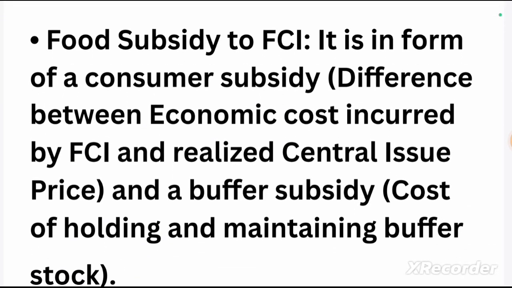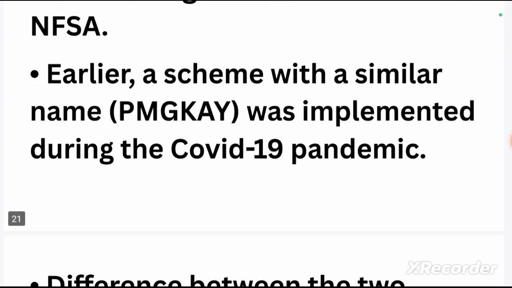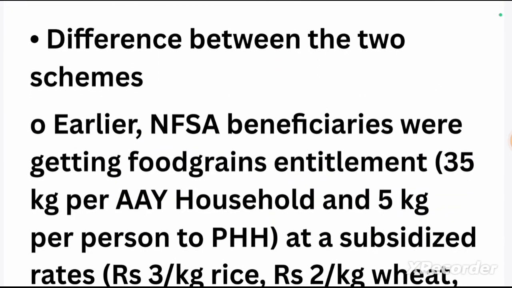Food subsidy to the Food Corporation of India is in the form of a consumer subsidy: the difference between the economic cost incurred by the Food Corporation of India and the realized central issue price, and buffer subsidies, the cost of holding and maintaining buffer stock. Food subsidy for decentralized procurement states deals with the procurement, allocation and delivery of free food grains to states under the National Food Security Act. An earlier scheme with a similar name, Pradhan Mantri Garib Kalyan Anna Yojana, was implemented during the COVID-19 pandemic. Difference between the two schemes.